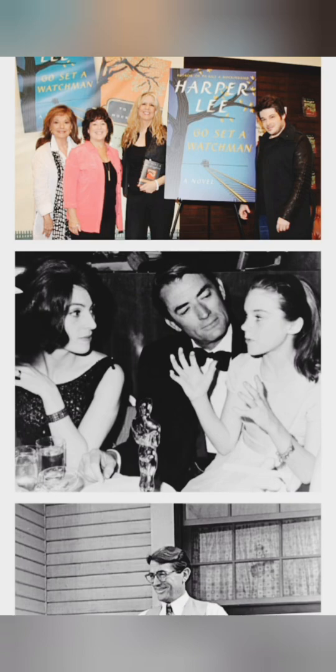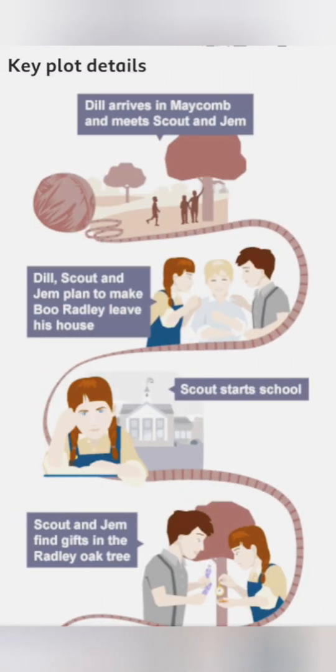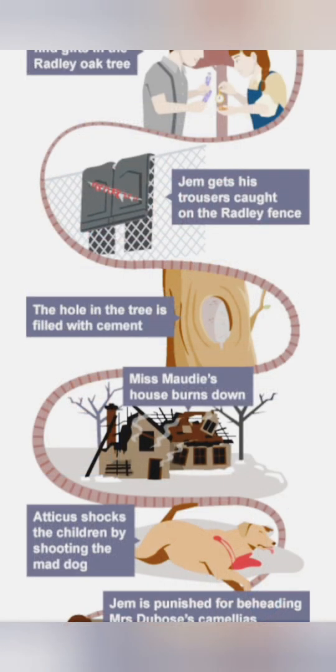Whilst she has been in Maycomb, Aunt Alexandra has been attending many missionary teas, and finally it is time for her to host her own. Scout listens listlessly to the women talking about raising money for African children. The tea is interrupted by Atticus with the news that Tom has tried to escape and been killed.